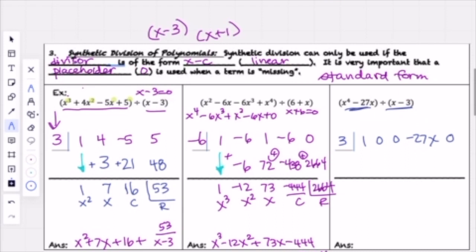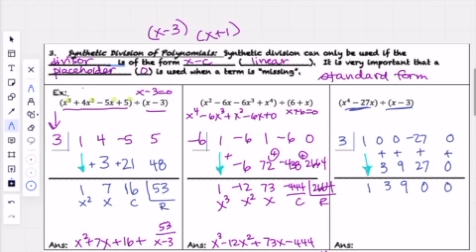All right, so what do we do first? Oh, I heard you. Yes, we're going to bring down that first term. Now we're going to multiply that by what's in the box. It's going to be 3. Let's go ahead and add that together with the 0. That's going to give us 3. Multiply that by what's in the box. I get 9. Add that to that 0 on top of it. We still have a 9. Multiply that by the 3. That gives us 27. Add that to the -27. That gives us a 0. And then multiply that by the 3. That gives us 0. And add that together. We get a 0.